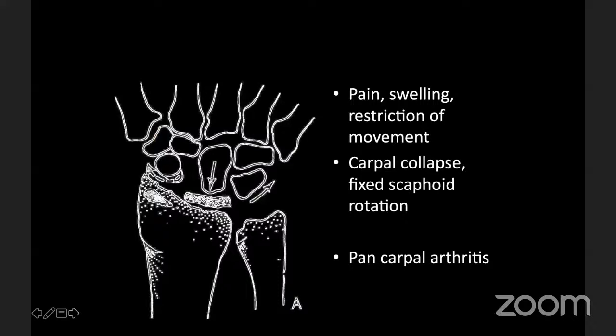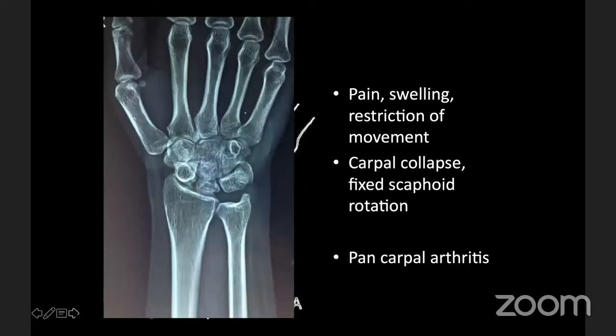And then at this stage is when you start getting pain, swelling, and restriction of movement, also because there's arthrosis between the scaphoid and the radial styloid. And slowly a pancarpal arthritis develops. Pancarpal arthritis is not very commonly seen in Kienbock's; I'm yet to see one in my practice.